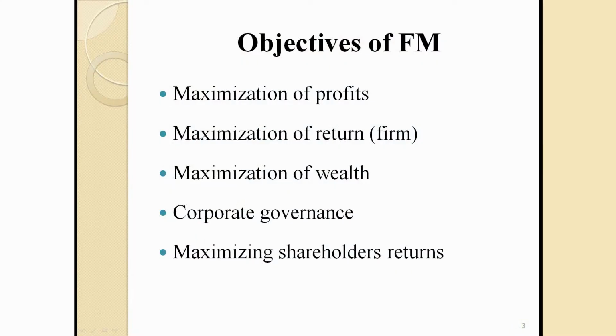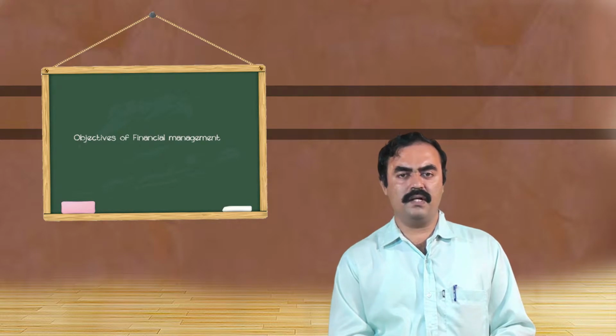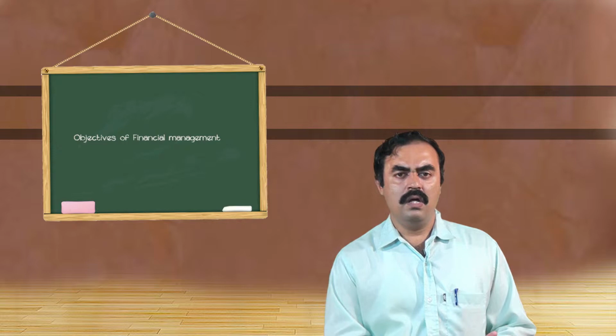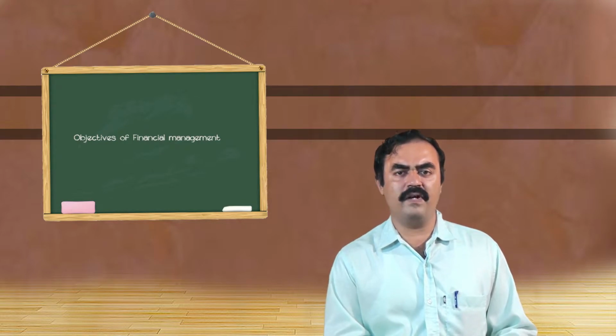Now what is profit? Profit is generally revenue minus cost. That is, on one side we look at the sources of income, and on the second side we look at the expenses. Cost means expenses. So revenue minus cost is considered here, and that will lead to the profit for the enterprise.